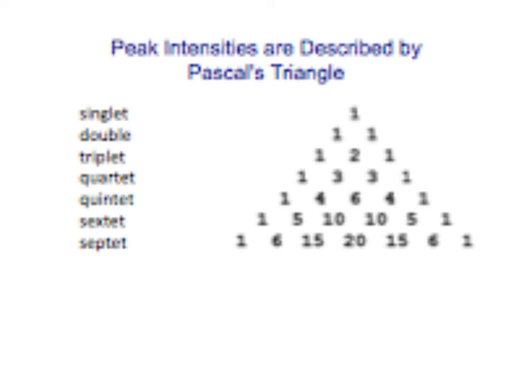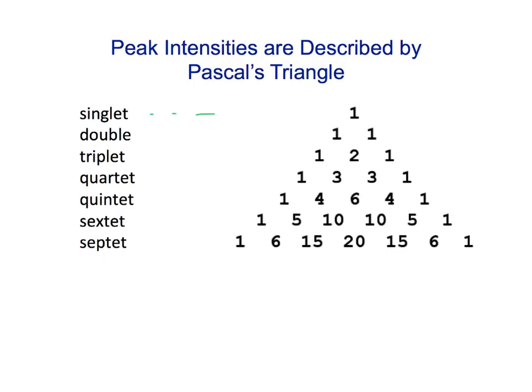Okay, so we start at the top. For a singlet, we get one peak, right? There's no splitting. For a doublet, we just bring the 1 and the 1 down, and we split them. So for a doublet, we get 2 peaks in a 1-to-1 ratio. We bring the 1 down on the outside, and then we add these two 1s in the middle to get 2, and we carry a 1 on the outside. So for a triplet, we get 3 peaks in a 1-to-2-to-1 ratio.